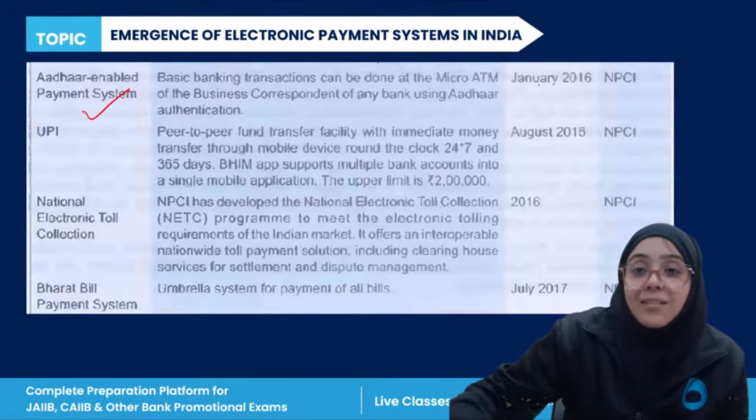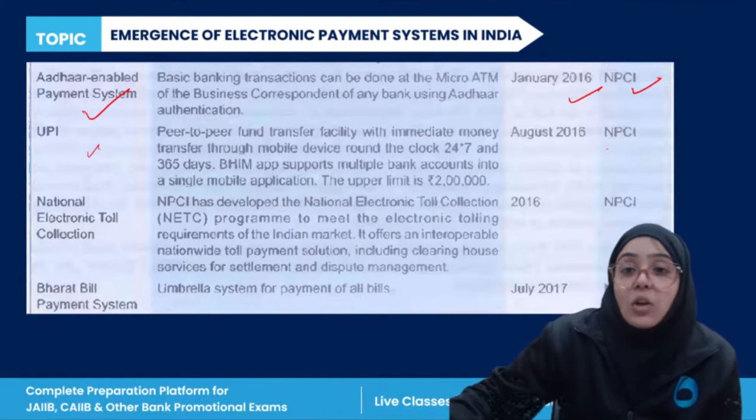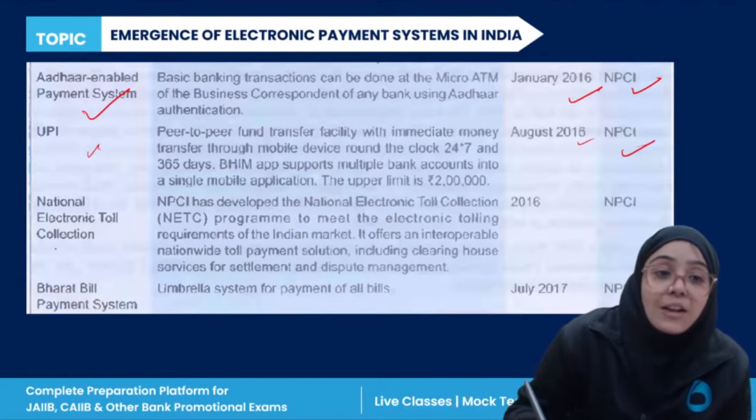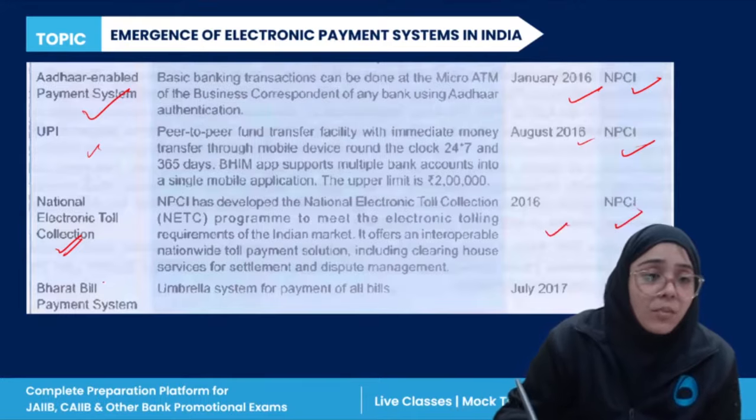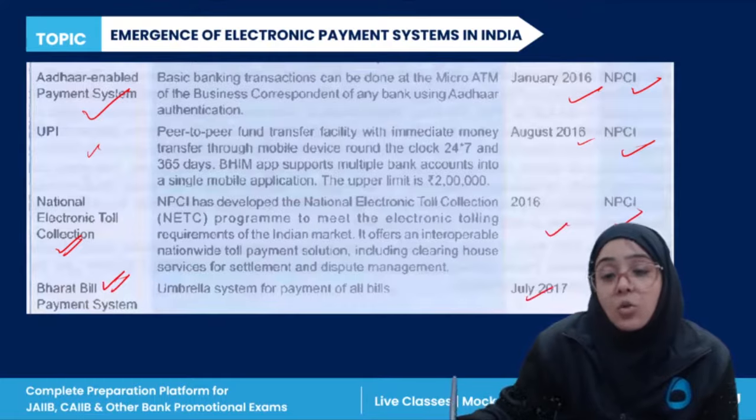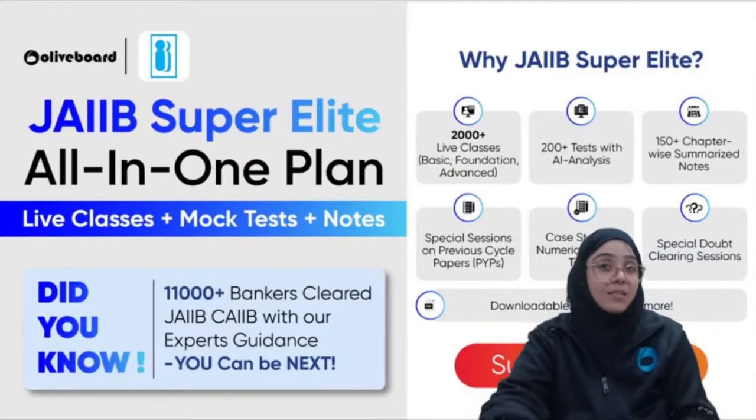Aadhaar Enabled Payment System, 2016, again by NPCI. UPI, 2016, NPCI. National Electronic Toll Collection, 2016, NPCI. Bharat Bill Payment System, 2017, NPCI. So these are the electronic payment systems in India.